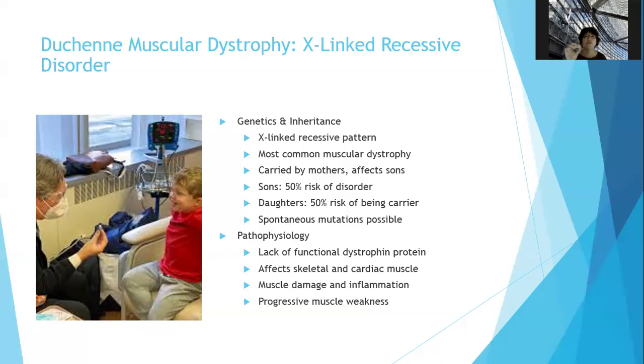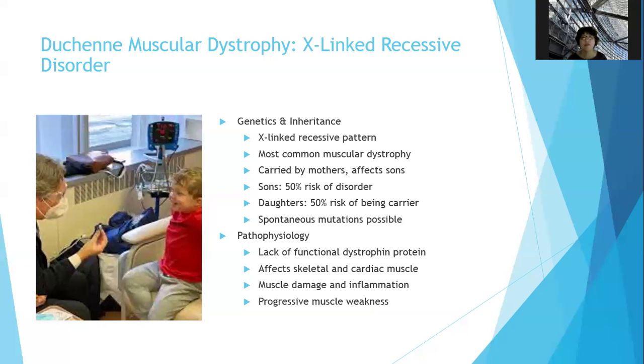So sons have a 50-50 risk of the disorder with a carrier mother, because the carrier mother has one good X and one affected X. So the son's going to get one of those. The daughters have a 50-50 risk of being a carrier. So if they get the good X from their dad and the affected X from their mom, they're a carrier.